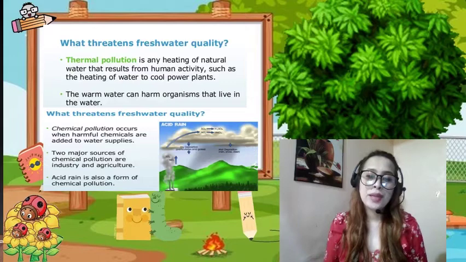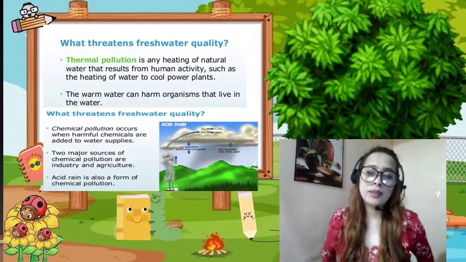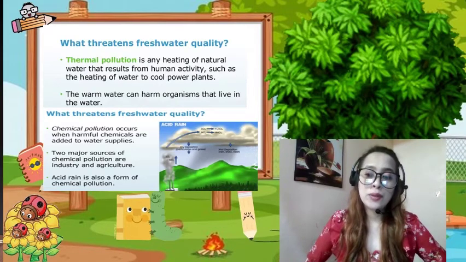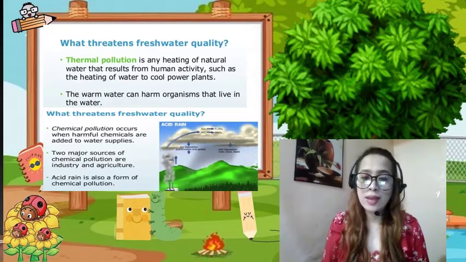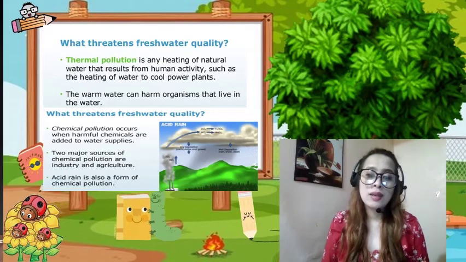Another is chemical pollution. In chemical pollution, it occurs when there is a presence of chemicals added to water supplies. Two major sources of chemical pollution are industry and agriculture. Pesticides and different chemicals are used in the farms to preserve the crops, and at the same time different chemicals used in some industries are sometimes dumped anywhere, which would lead to pollution of our water supply.